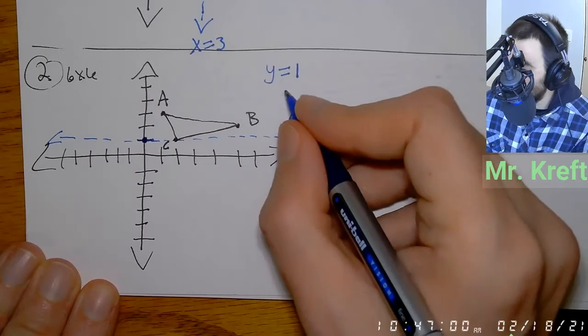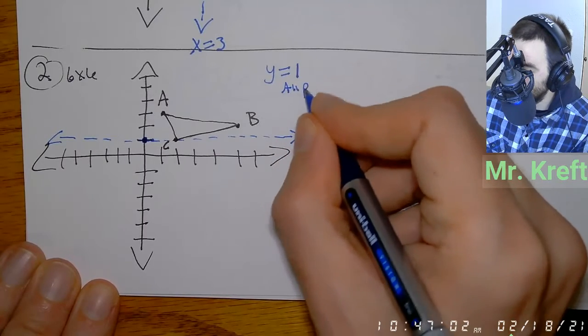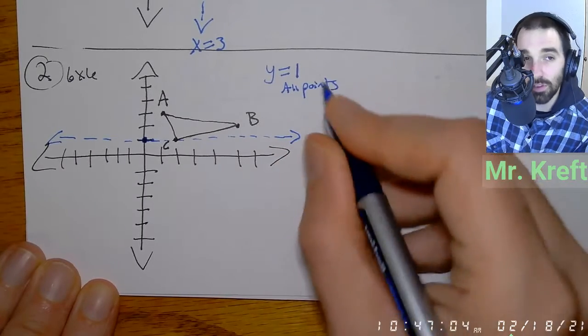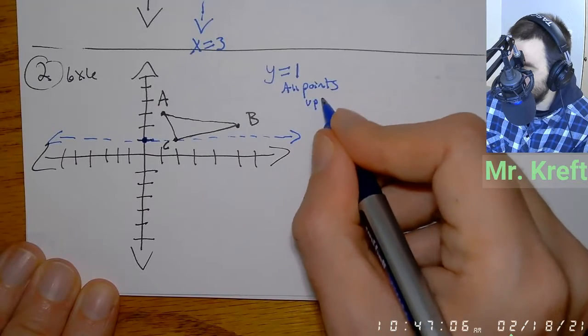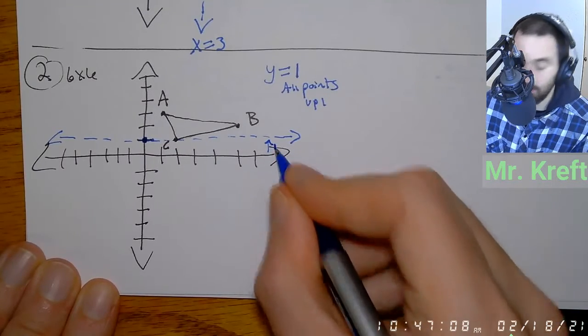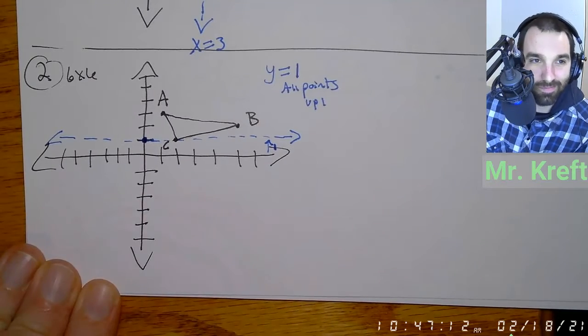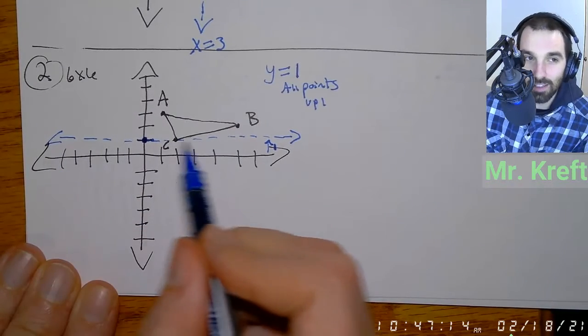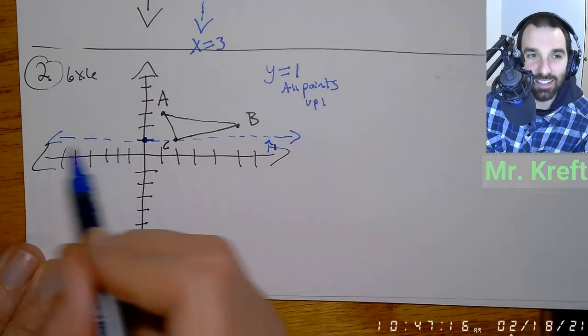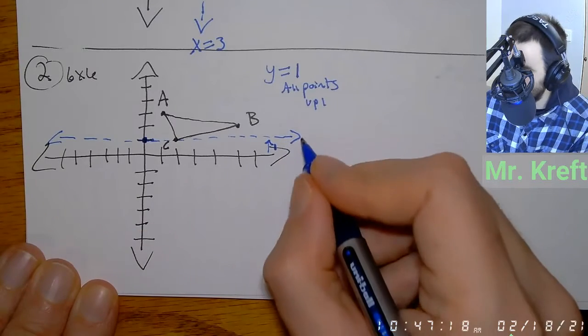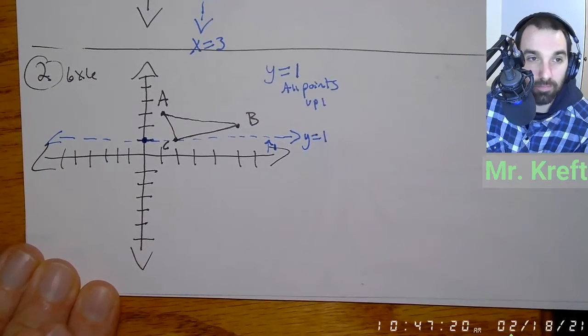Another way to think of this, it's all points up 1. So in the past, some of my students have really liked that. It's all points up 1, right? So look at that. It's all the points that are up 1. Okay, so they all have in common that they're 1 up, only the x is changing. Okay, so this is my line, y equals 1.